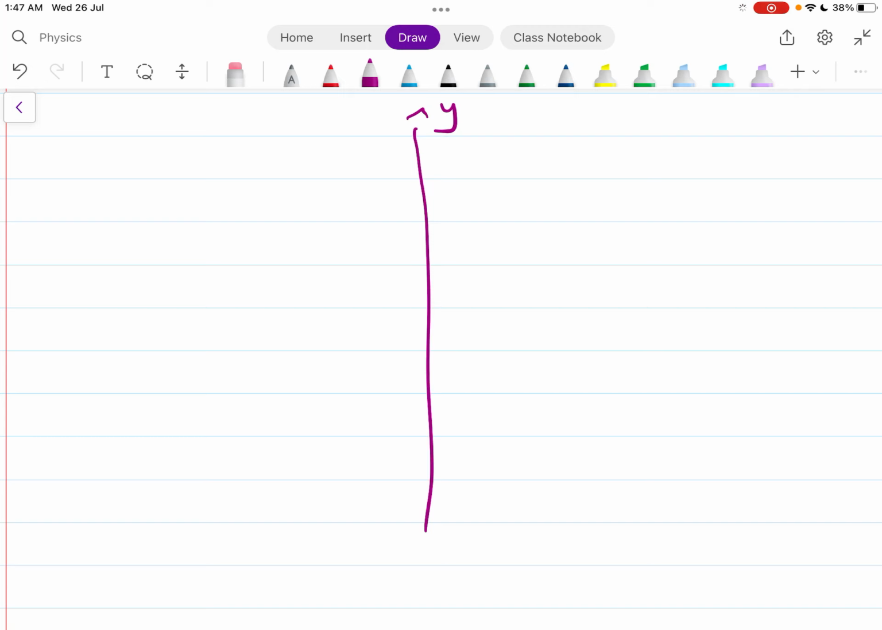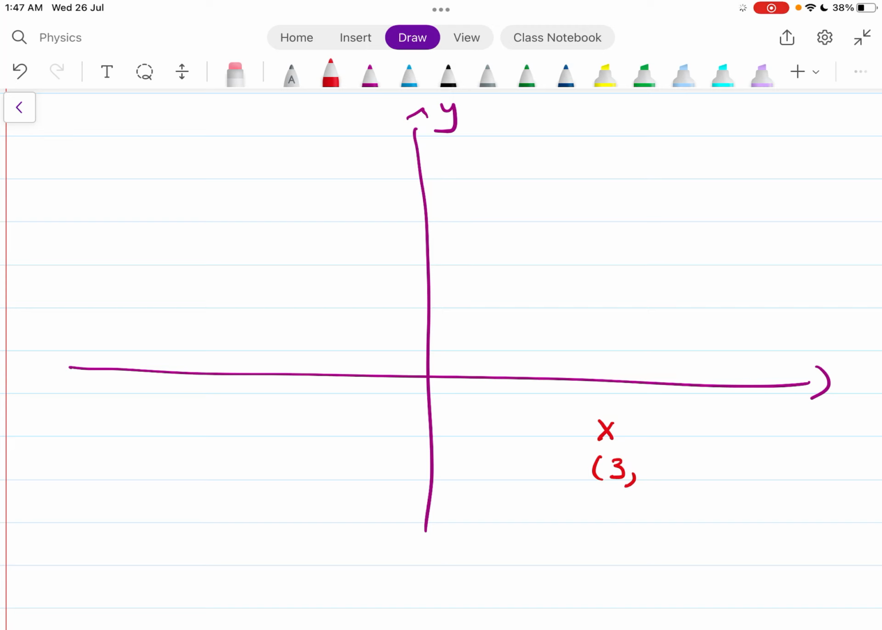So this is the mirror now. Of course, draw the x-axis. Okay, so the C1 has the center of circle 3, -1. So 3, -1 is roughly right here. So this is 3, -1. So this is the center C1.